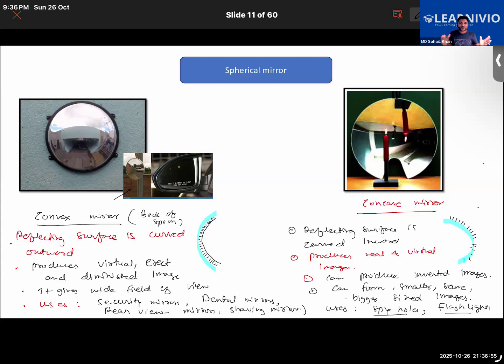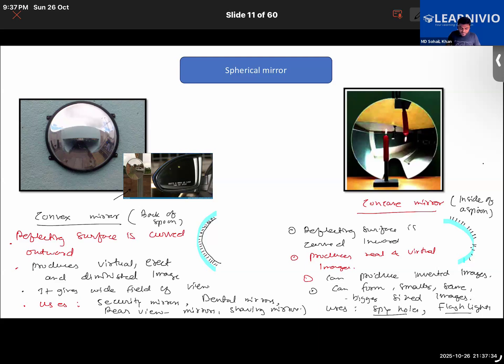You can look at a larger area in just a small convex mirror, as you can see here. So it is used for different purposes. It is used for security mirrors also, where you can look at a larger area just at a glance. Then it's also used in dental mirrors, shaving mirrors, etc. Then we discussed the concave mirrors also, where we learned that it is curved inward, just like the inside of a spoon. You can think of it just like this inside of a spoon.